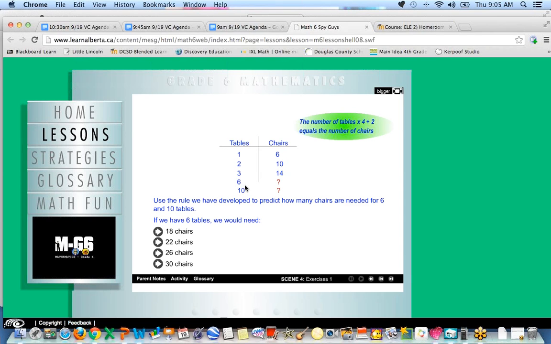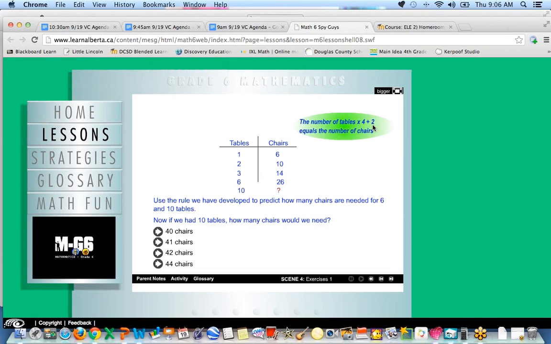To predict how many chairs are needed for 6 and 10 tables, let's start with 6. If we have 6 tables, using that pattern of number of tables times 4 plus 2, how many chairs will we have? Go ahead and type into the chat. Okay, so I'm hearing 24, 26. Just looking at the choices, it's going to be 26. Good job.